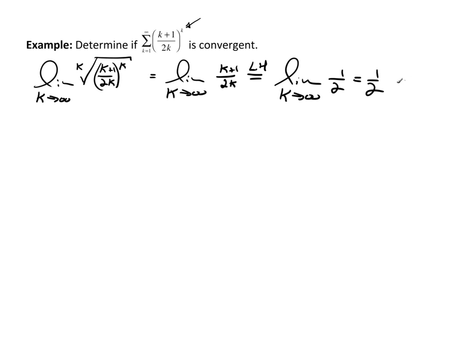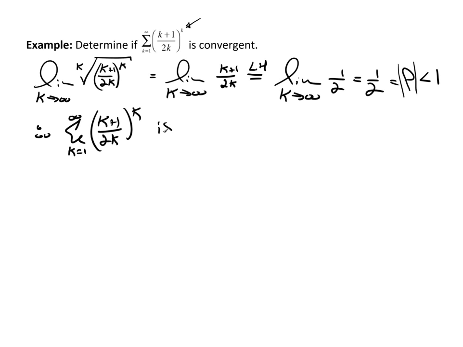This is what I'm thinking of as rho, and rho is less than 1 in this case. Actually, it makes a lot of sense to do the absolute value of rho, but anyway, rho is less than 1. Therefore, this series is convergent.